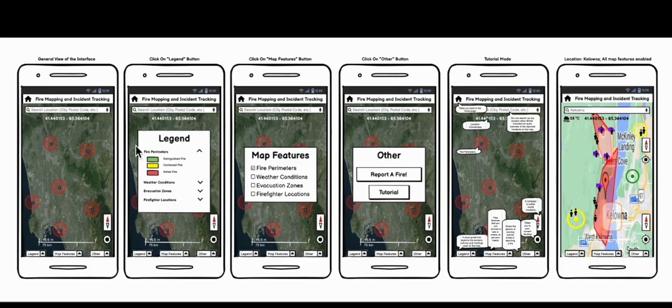For each of these map features, we have symbols and a description of the symbols that a user can potentially see on the map itself, and that sort of depends on the map feature.